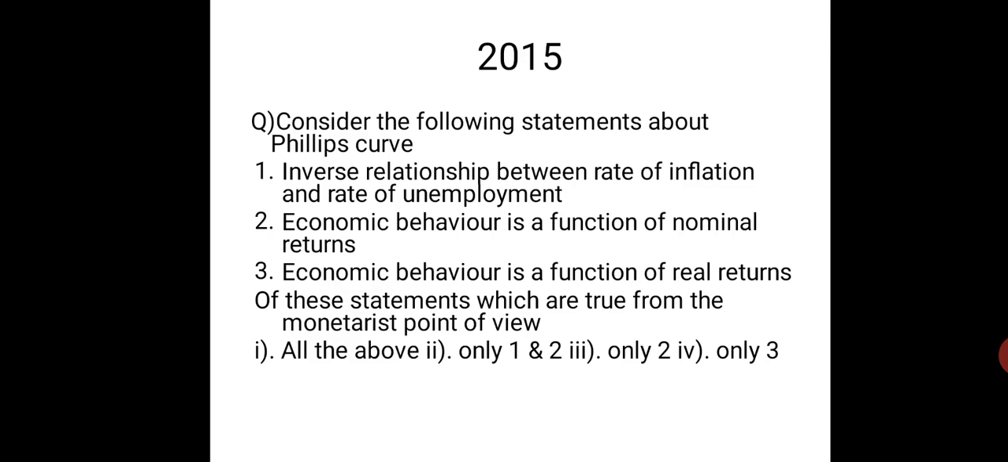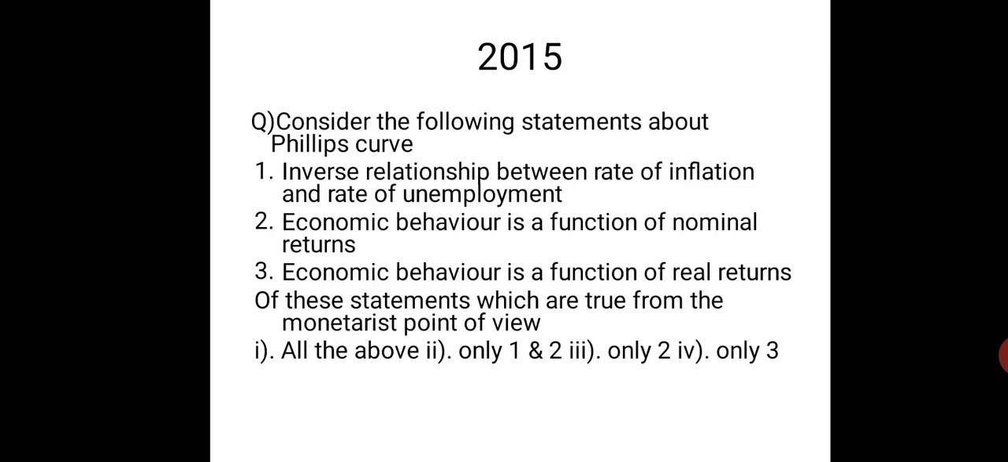Next question, which has appeared in 2015. Consider the following statements about Phillips curve. So it's just Phillips curve, and make sure that you read the complete question. First statement is an inverse relationship between rate of inflation and rate of unemployment. Economic behavior is a function of nominal return. Economic behavior is a function of real return. Now the question is not finished. You see, at the end of these statements they have asked which are true from the monetarist point of view.